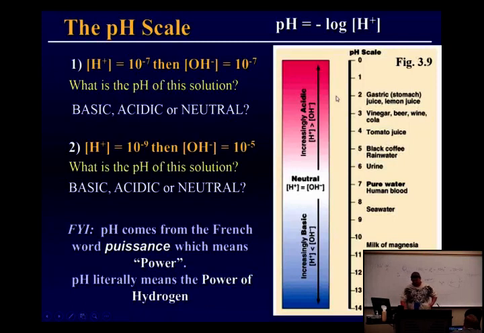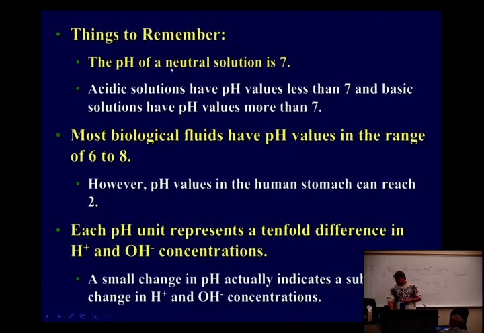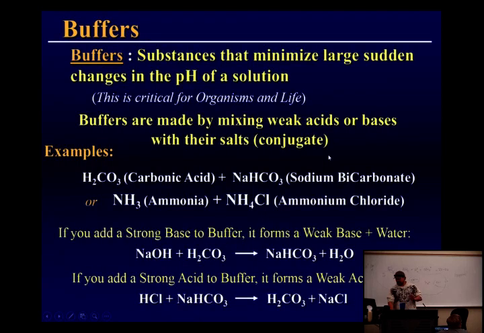So if I put on the test a certain pH number, you will be able to identify if it's base or neutral or acidic. What about pH 8? What's that? Alright, pH 3. pH 7. What's the only true neutral solution? Pure water. Good. Alright, I think you got it. So remember, pH of a neutral solution is 7. Biological fluids usually are 6 to 8. Of course, there are exceptions like your stomach. And each pH unit is actually a tenfold difference.